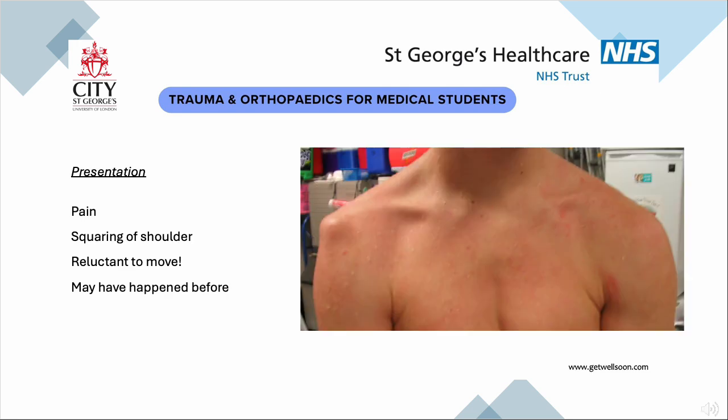Patients present with a lot of pain. You get this squared appearance of the shoulder with prominence of the acromion. They're obviously very reluctant to move it. And as dislocation is quite common and recurrent dislocation is common, this may well have happened before, in which case they'll tell you what the diagnosis is.